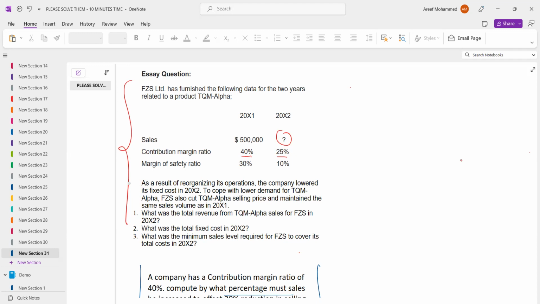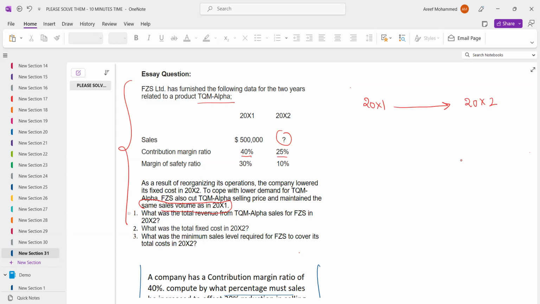To cope with the lower demand, the product they are manufacturing is TQM alpha. FZS also cut the TQM alpha selling price and maintained the same level of volume of 20x1. It means they are discussing 20x1 as well as 20x2. All questions are about 20x2.